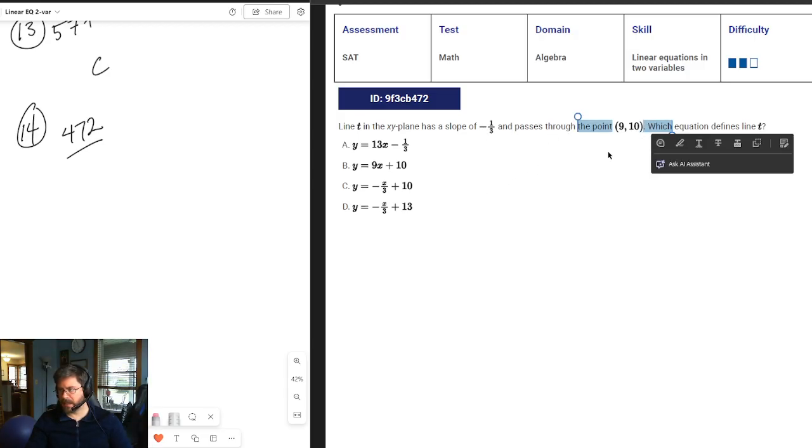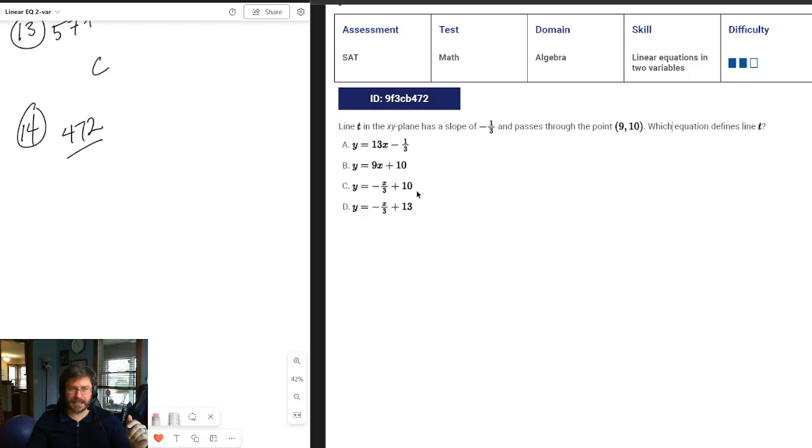And it goes through 9, 10. If it goes through 9, 10, the y-intercept has no chance of being 10 because it would need to be 0, 10. So even without doing the math, I know that the answer here must be D. We can plug it in to make sure. Let's go ahead and do that.